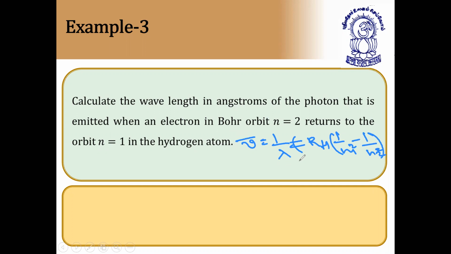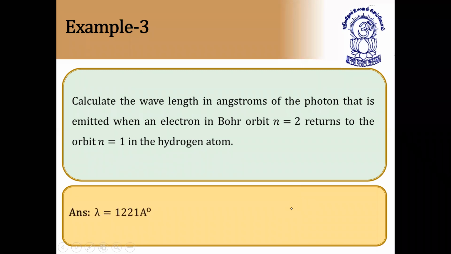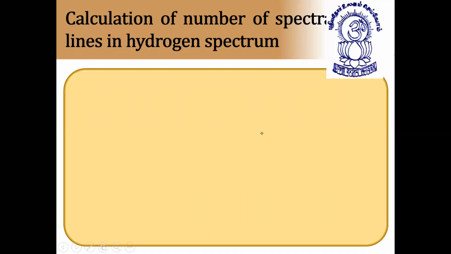So after calculating, you will get the value of lambda in centimeters or meters. You can convert them into angstroms by multiplying with 10 to the power of 8. So this simplification you can do. So the answer for this question is 1211, so that is 1211 angstroms, that is 1211 into 10 to the power of minus 8 centimeters.